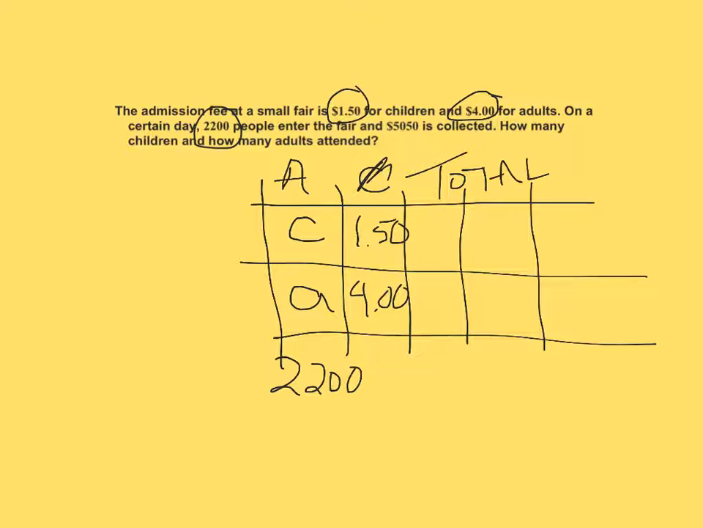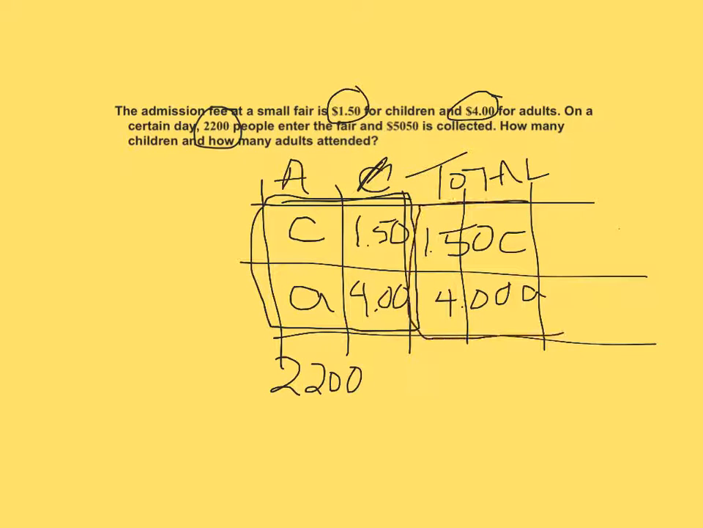All right, so the total, I don't know why I have so many columns here, is 1.50C and 4.00A. So again, I filled in these 4 boxes and I multiplied across to fill in these 2 boxes. Sorry, that's so messy. Then I add down to get a total. C plus A is 2,200, and I add down to get a total amount of money, which is $5,050.